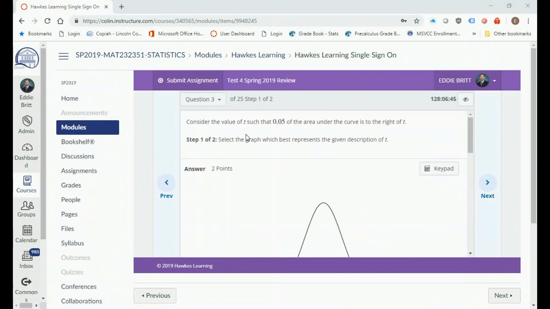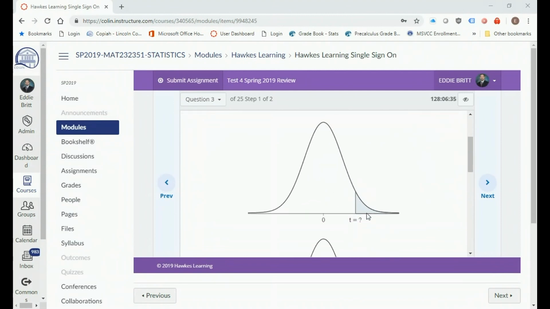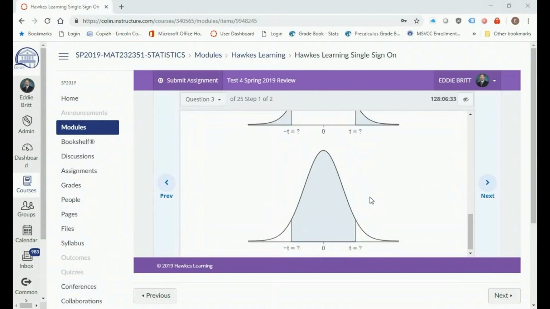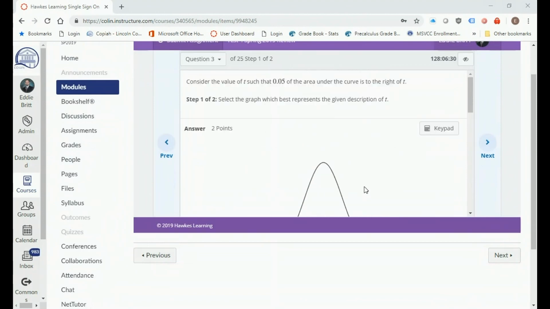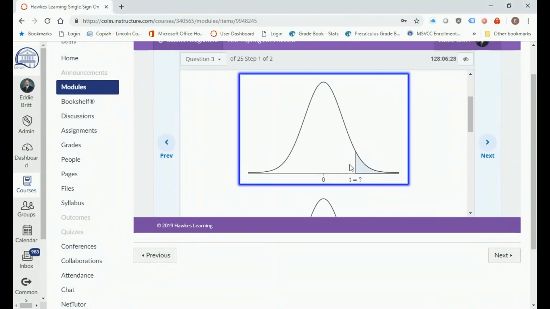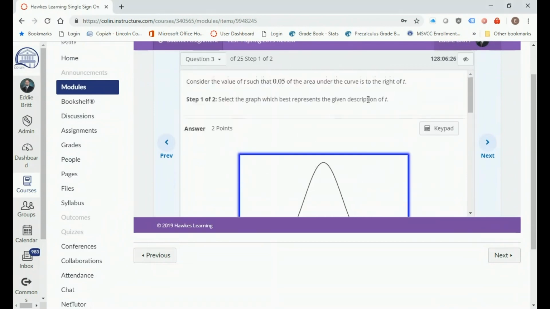This problem says consider the value of t such that 0.05 of the area under the curve is to the right of t. So this is the right side. This is the only graph that has just the right side shaded, so it's got to be that one. That would only make sense. Yeah, the area under the curve is to the right of t.